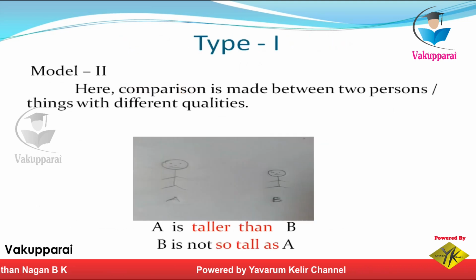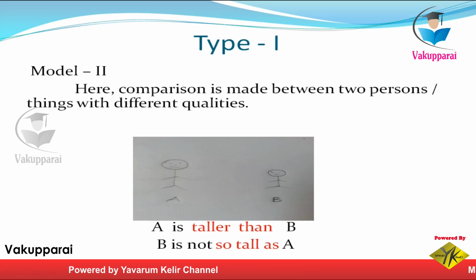Okay, we will move to the next slide. Type 1, model 2. Here comparison is made between two different persons or two different things. Here I portray this in the picture A and B. The picture A is tall and B is short.